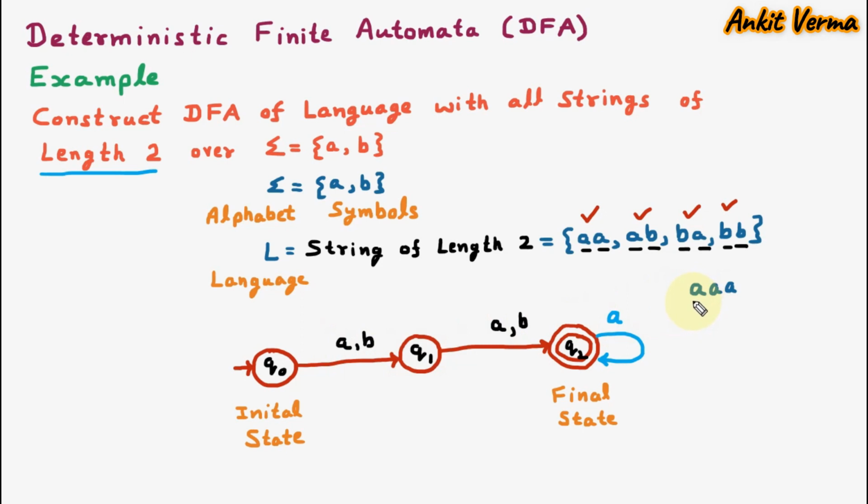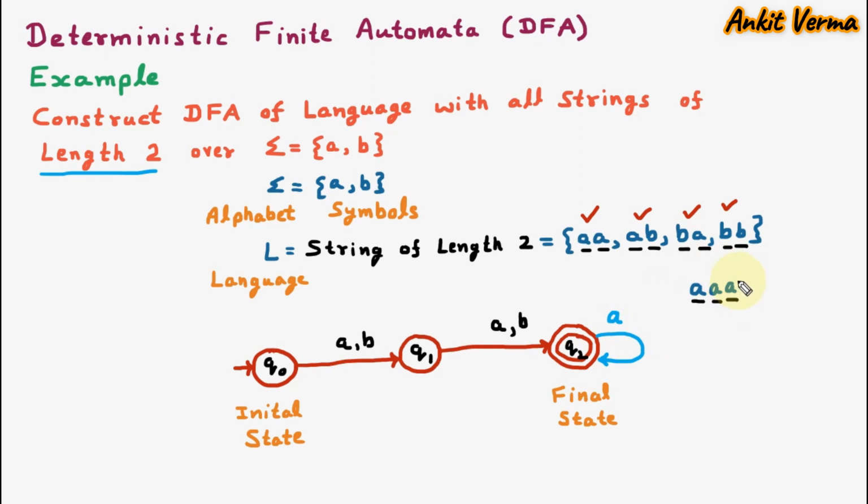So when the first A is coming, we start the DFA from Q0, the initial state, and for A we are going to Q1. For next A we are going from Q1 to Q2. Now for the next A we are coming back to Q2. That means this is the final state and this string is accepted.